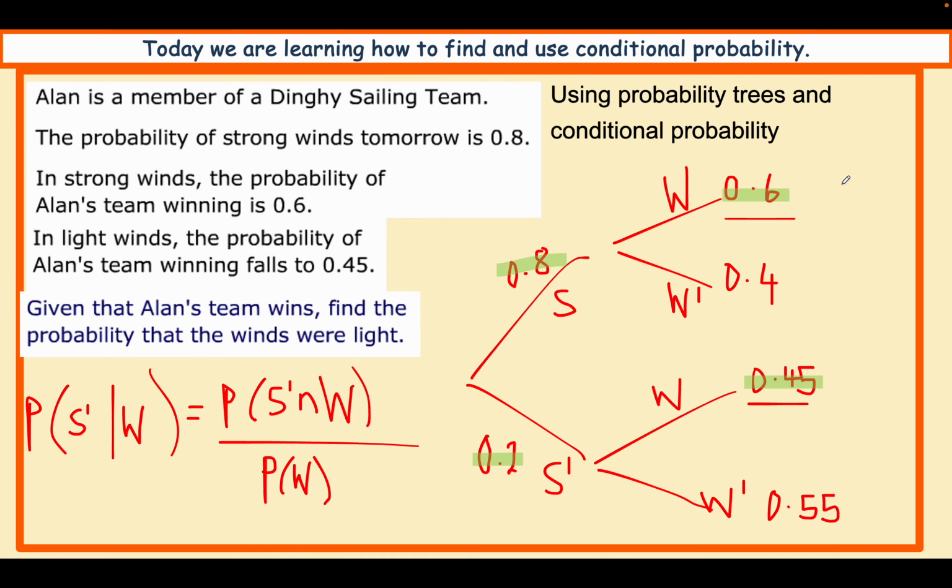So the first one is going to be 0.8 times 0.6, which is 0.48. So the probability of strong winds and winning is 0.48. And then the other one is going to be 0.2 times 0.45. That is going to be a little bit more challenging to work out. It's a bit like saying 2 times 45, which is 90, and then make it a lot smaller. So you're going to make it 10 times, 100 times, 1,000 smaller. So it's going to be 0.09.